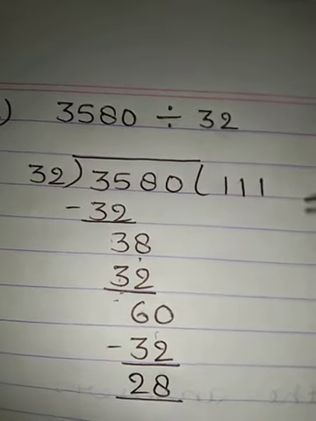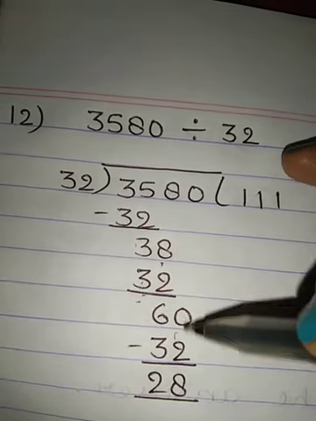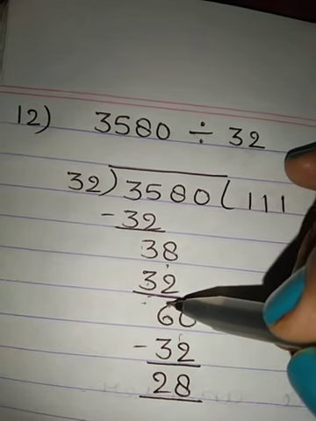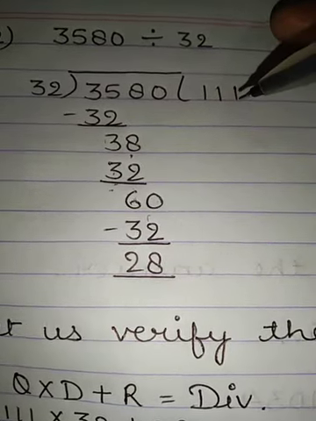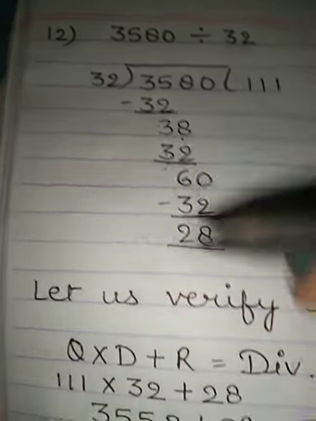Now again we will do 32 ones are 32. Now 0 will borrow 1 from 6, it will become 10. 10 minus 2 is 8, and 6 will remain 5. 5 minus 3 is 2. Now 28 is the remainder, 111 is the quotient, and 32 is the divisor.